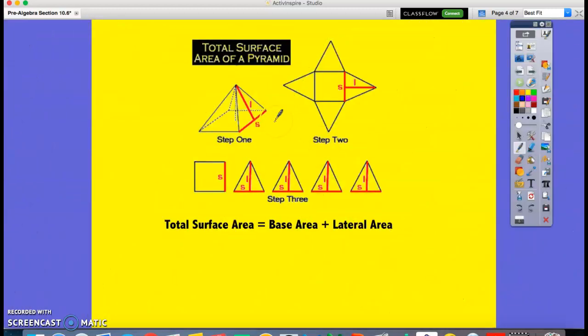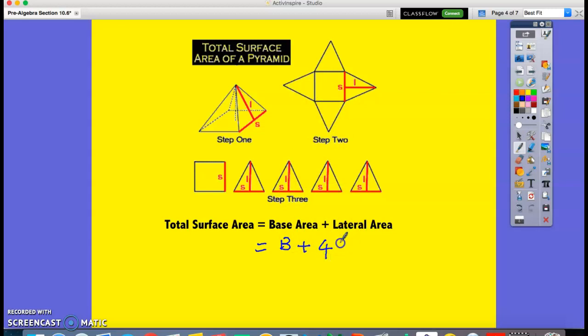Now, how do I find the total surface area of a pyramid? We have a pyramid, and I am going to cut it open and lay it flat. So I get this. This is the net of this pyramid. I have the base, and then I have 4 congruent isosceles triangles. So to find the total surface area, I need to find the base area plus the lateral area. So these are the 4 triangles.